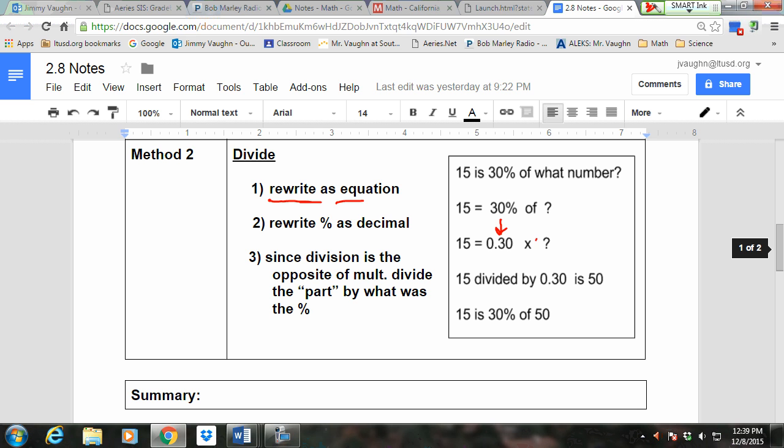The next step is to rewrite the percent as a decimal. 30% is 0.3 or 0.30. So to find out what number times 0.30 equals 15, we have to divide. Divide 15 by 0.3 or 0.30, and you're going to come up with 50. So especially good if you're good with division and decimals, or if you have a calculator handy. That's another way to do it.